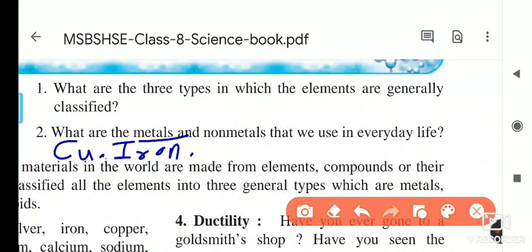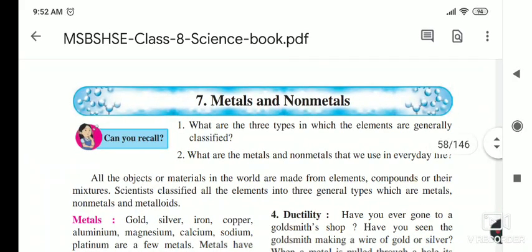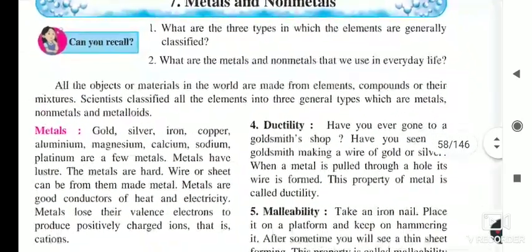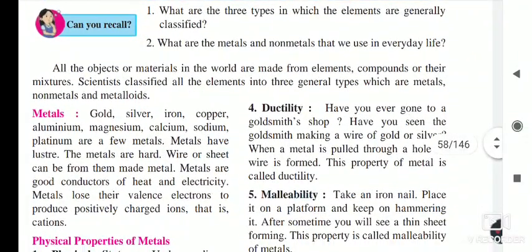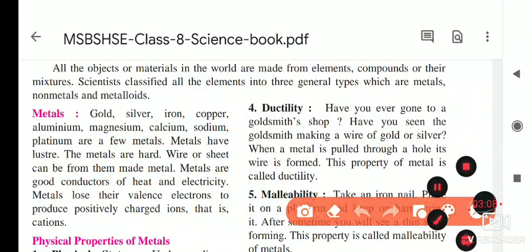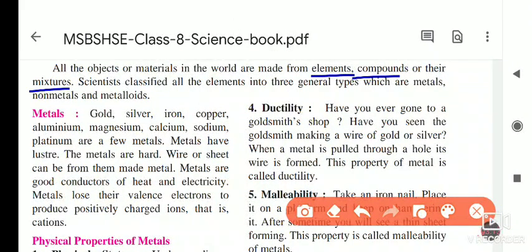Okay, now which are the non-metals that we are using? Clothes are there. Afterwards, plastic that we are using. Okay, so many things are non-metals that we use in our everyday life. All the objects and material in the world are made up of elements, compounds and their mixtures. Element, compounds and mixtures we studied in the last lesson, composition of matter.